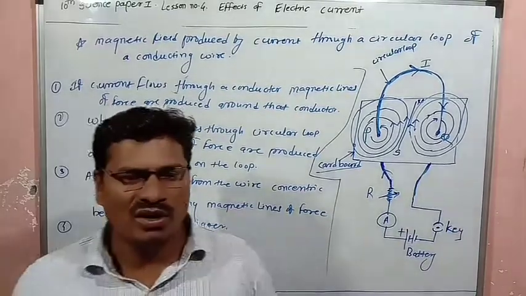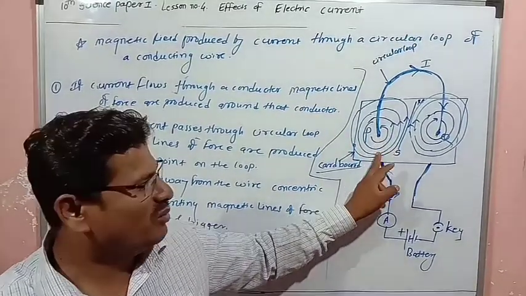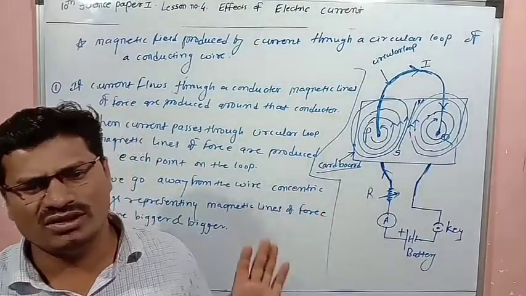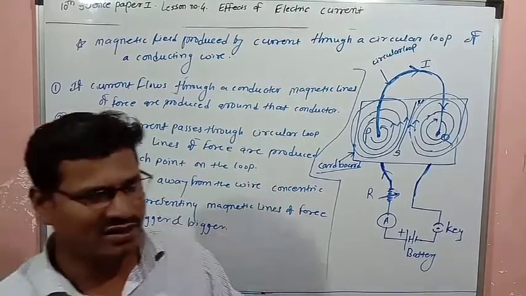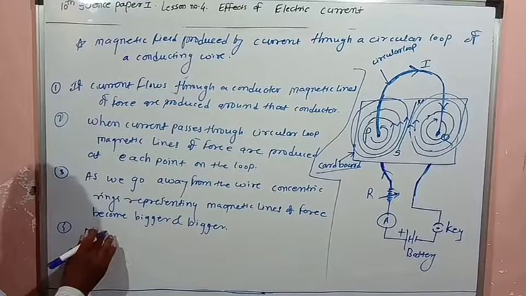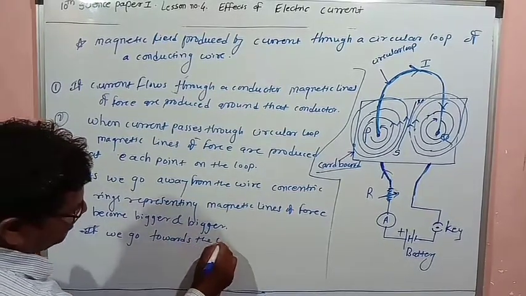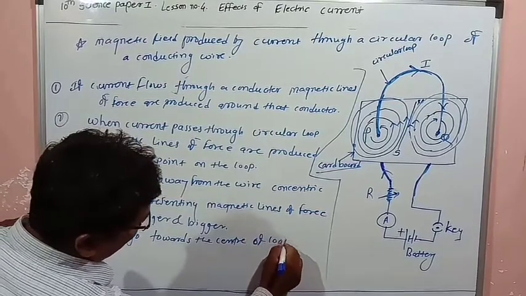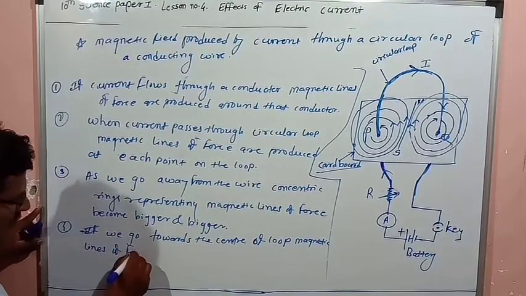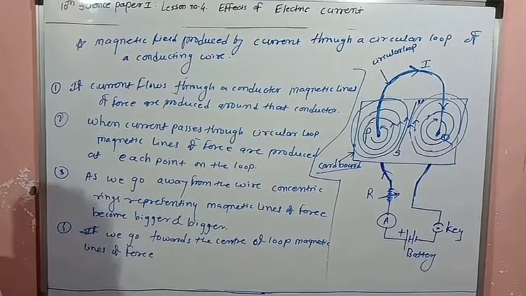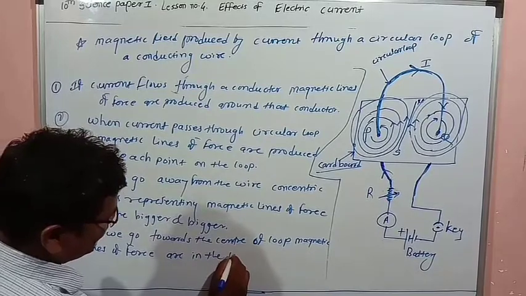Fourth point: if you are going away from that particular wire and going towards the center of the loop, then the magnetic lines of force at the center of the loop are in the same direction. So if we go towards the center of the loop, magnetic lines of force are in the same direction.